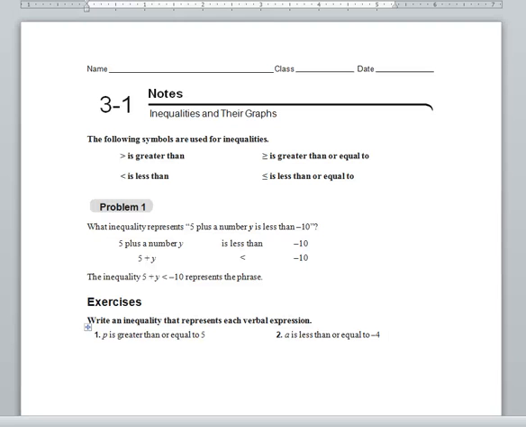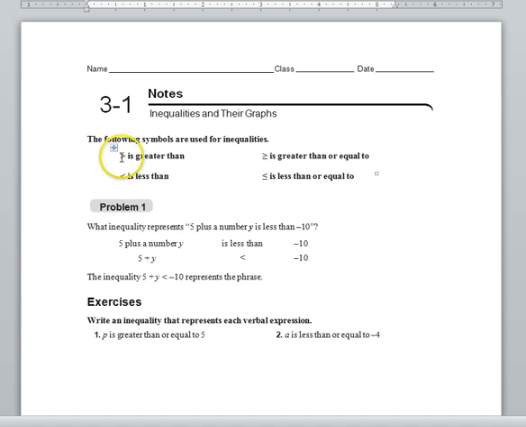Hello Algebra 1 students. Today we are starting Chapter 3 and we're going to look at inequalities and their graphs. The following symbols are used for inequalities. We will use an is greater than sign, an is less than sign, an is greater than or equal to sign, and an is less than or equal to sign.